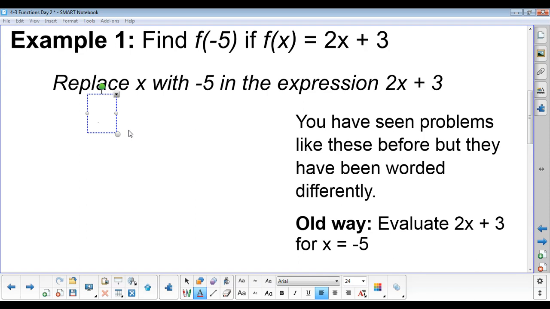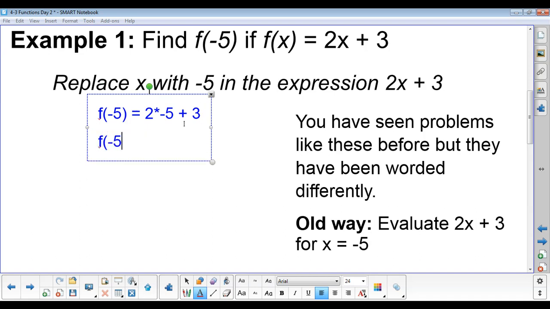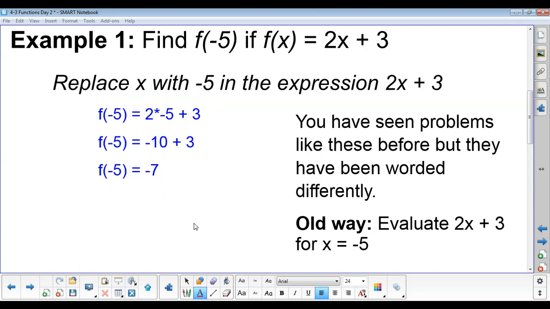So I'm going to do f of negative 5 is equal to 2 times negative 5 plus 3. Notice all I've done is instead of the letter x, I've put negative 5. And from there, we're just going to simplify. 2 times negative 5 is equal to negative 10. And negative 10 plus 3 is negative 7. So my answer is f of negative 5 is negative 7.